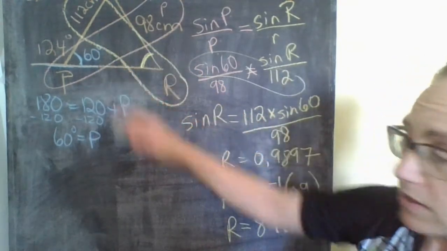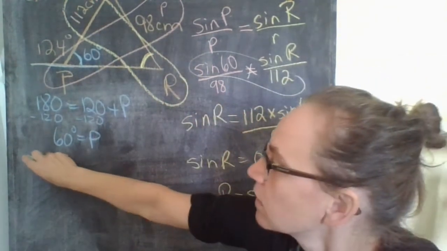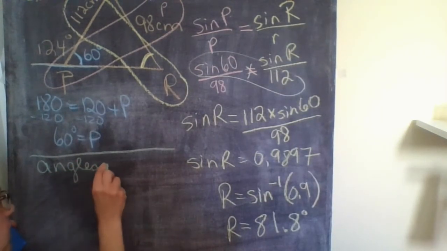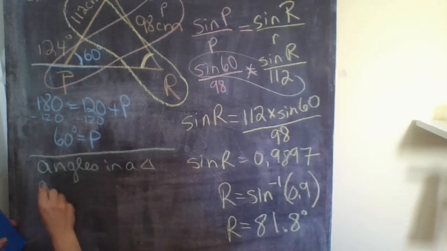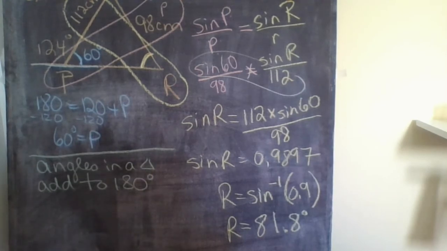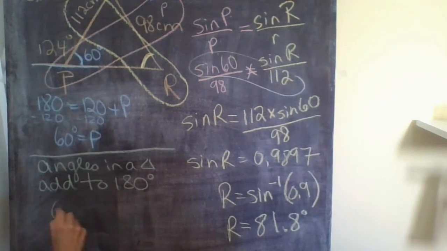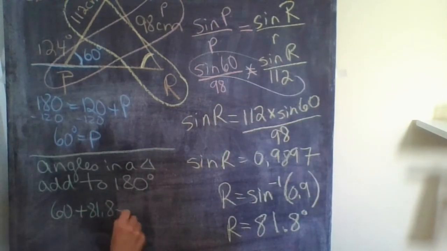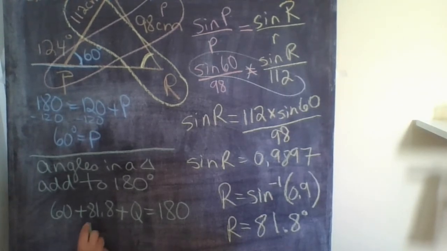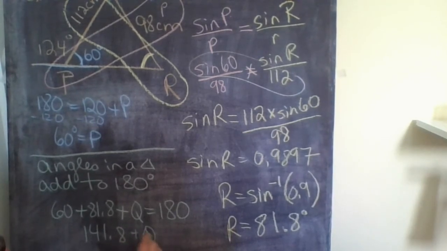And then to get the third angle, which the question's asking me for as well, don't forget that all the angles in a triangle add to 180. So I know angles in a triangle add to 180 degrees. So that means 60 plus 81.8 plus angle Q all have to add up to 180. So let's see, 60 plus 81.8 is 141.8 plus Q is 180.